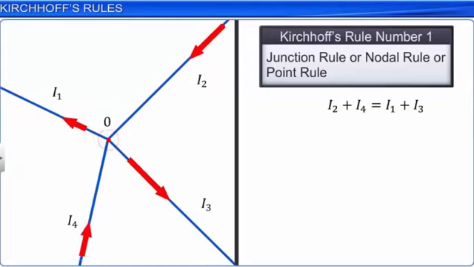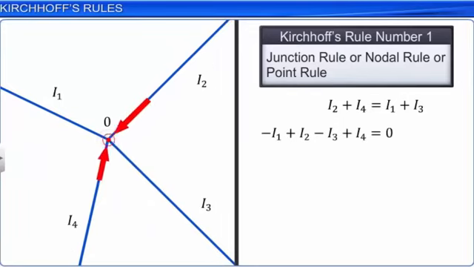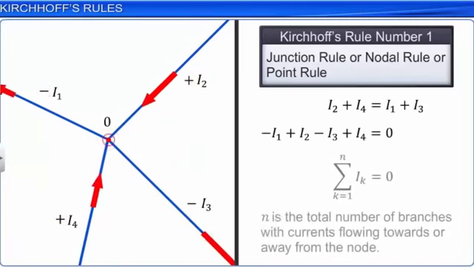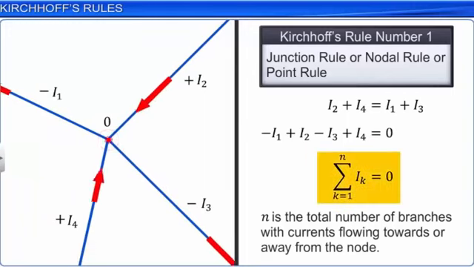This rule can also be expressed as the algebraic sum of currents in a network of conductors meeting at a point or node is 0. The current entering the junction is taken as positive, and the current leaving the junction is taken as negative. This statement can be expressed mathematically as sigma Ik, k ranging from 1 to n, is equal to 0.